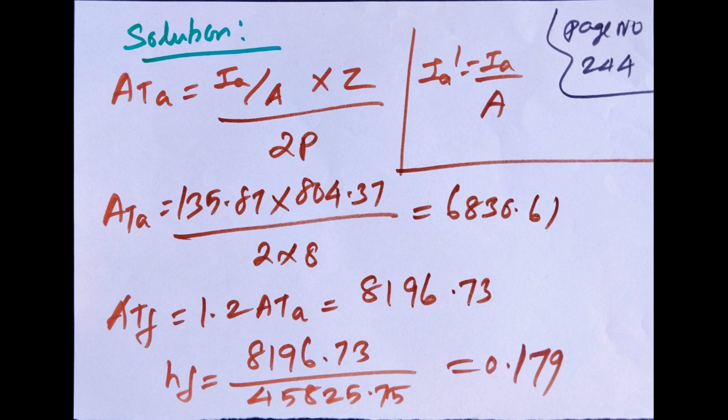ATa is 6830.61. ATf is equal to 1.2 ATa. Putting the required value, ATf is equal to 8196.73. Hf is equal to 8196.73 divided by 45.825.75, which is equal to 0.179.